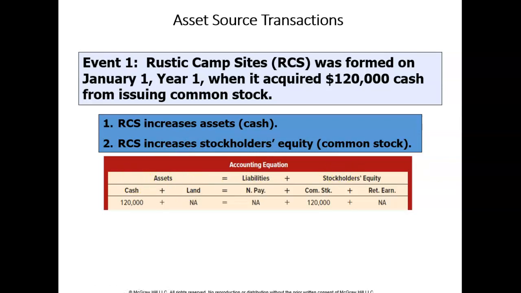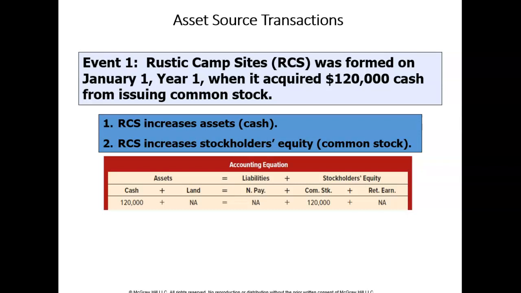So first you want to ask yourself which categories were impacted by this transaction. Well, we received cash, right? So cash is an asset. So your cash account increased by $120,000. Now that's great. But if your cash account increased, what caused the increase in your cash account? In this case, the increase came from common stock. Common stock also increased by $120,000 because that's the value of the stock that was issued to the stockholders.